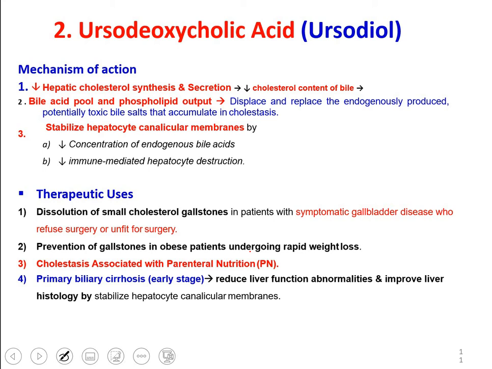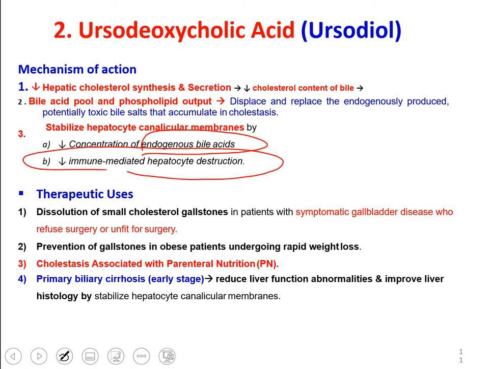This is a separate story, because we have to focus on the drugs affecting the biliary tract. And here, dear students, the hepatocytes have to be stabilized by two mechanisms: decreasing the concentration of endogenous bile acids and decreasing the immune-mediated hepatocyte destruction. So this is relatively safe as compared to the previous molecule.